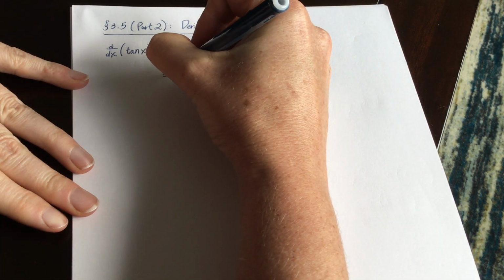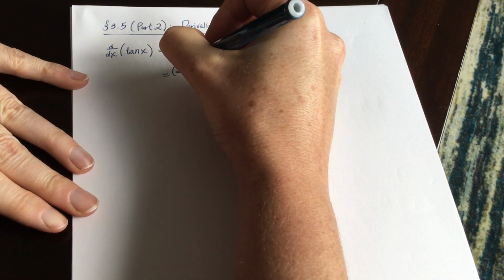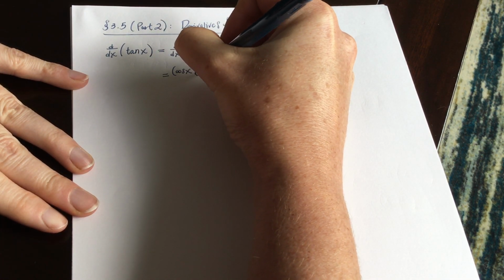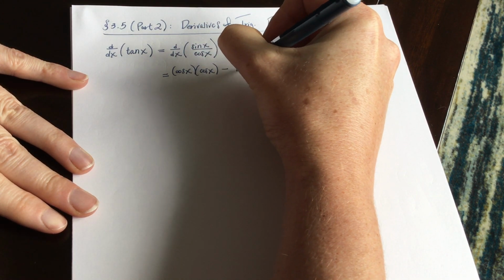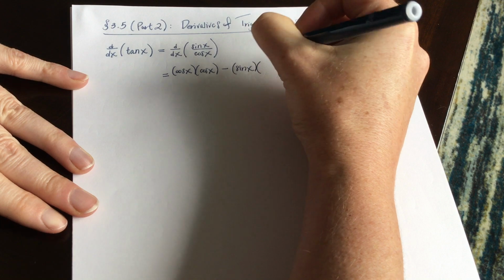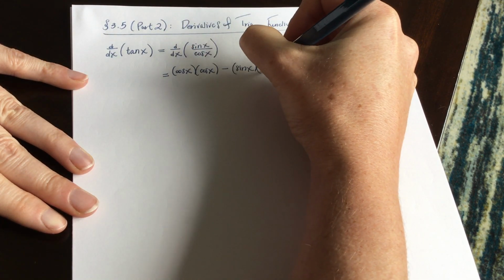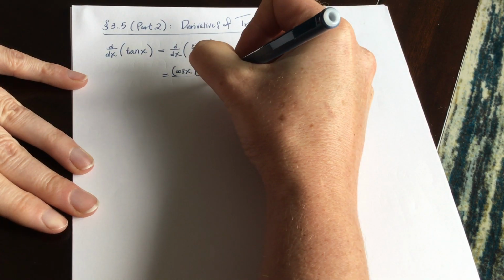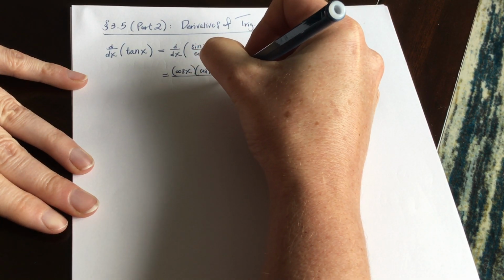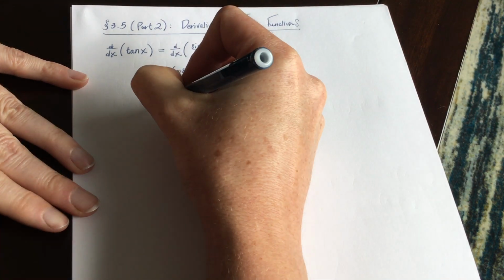So low would be cosine of x. D high, derivative of sine is cosine, minus high, d low, derivative of cosine is negative sine of x. All over bottom squared we go. There we go. All right.